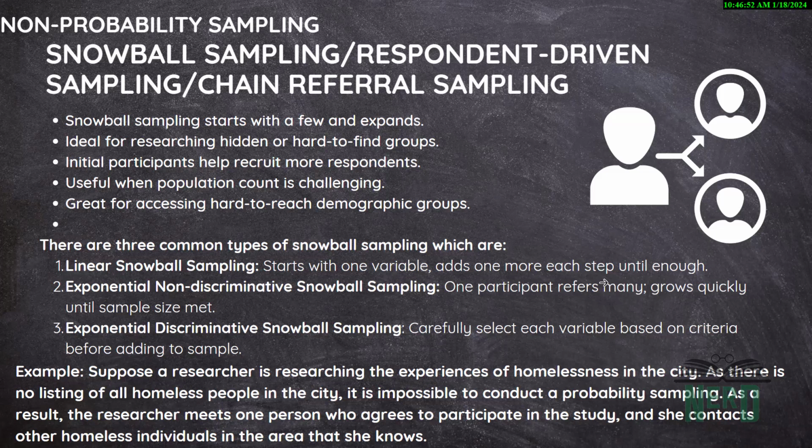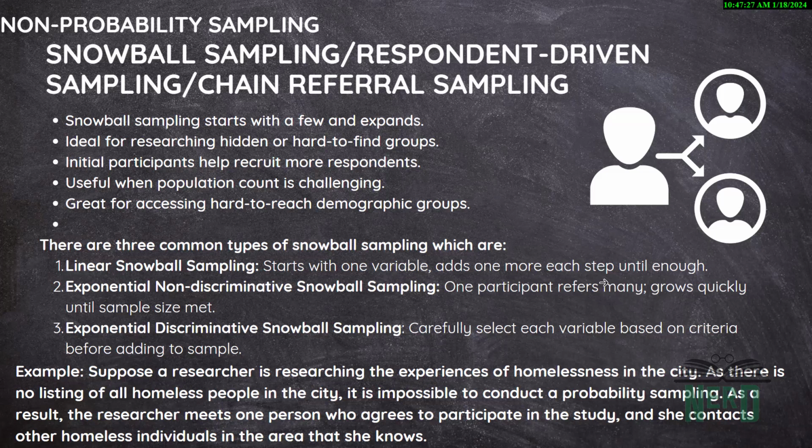And there are three main flavors of snowball sampling also. That means types of snowball sampling. First is linear snowball sampling. Think of this as a simple straight line. You start with one person and that person leads you to another and then to another, kind of like a chain. You keep going in this straight line fashion until you have got as many people as you need for your research or for your study.